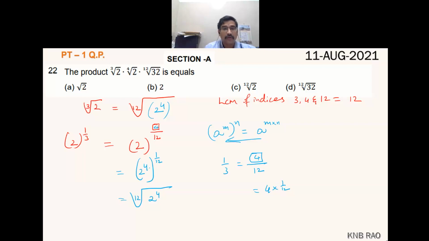If you want to note down along with me, I will give maybe 1 minute, 30 seconds, 40 seconds. You can write it down. Now I will ask you what the 4th root 2 will be with index 12.